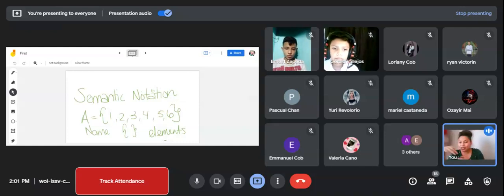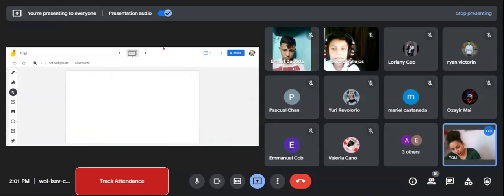And this one is very direct because it's easy to identify. If you take a look at your assignments for this week, none of them basically ask you for semantic notation because it's the easiest one to identify. So let's move on to the other one, which is roster notation or roster form.